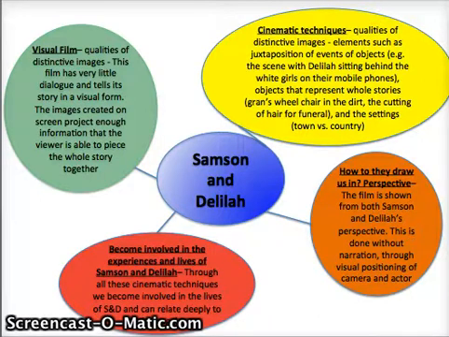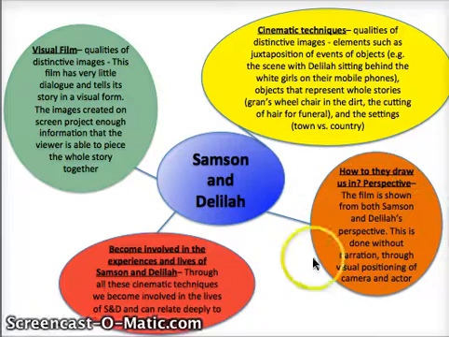There's also objects that represent whole stories. For example, Gran's wheelchair in the dirt, and the cutting of the hair for funeral or burial. And there's also the settings, the town versus the country. So we can see that Samson and Delilah's lives are very different when they're in the city or the town, as opposed to when they're back on country.